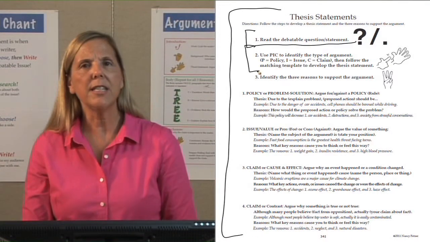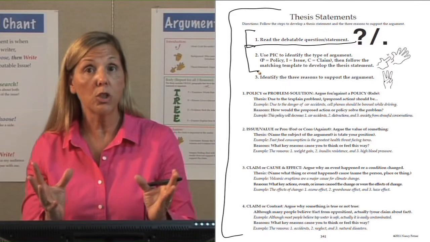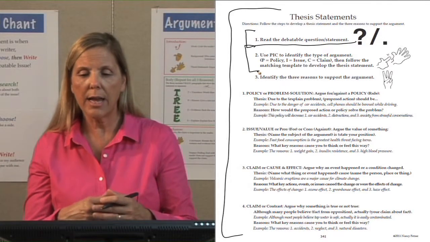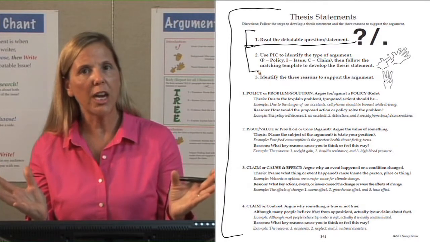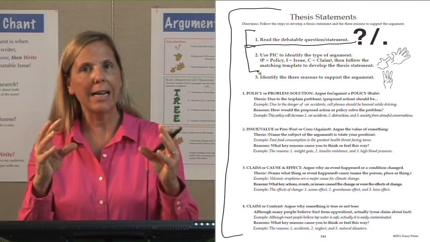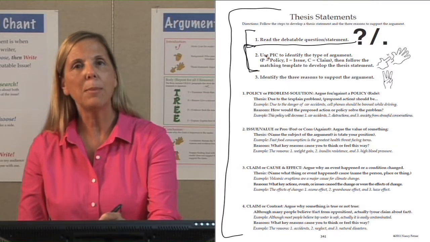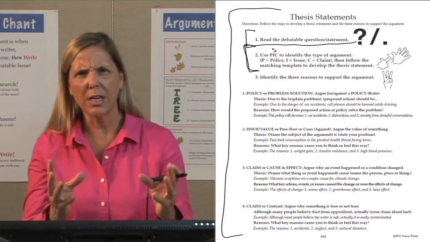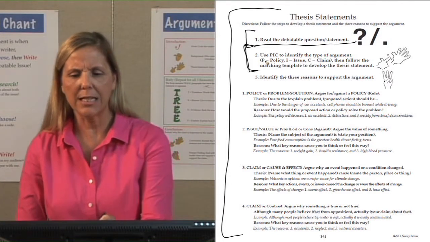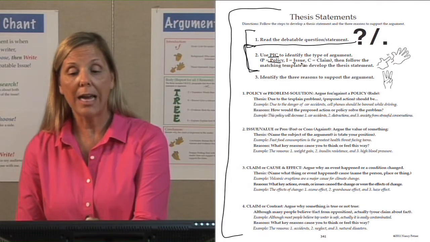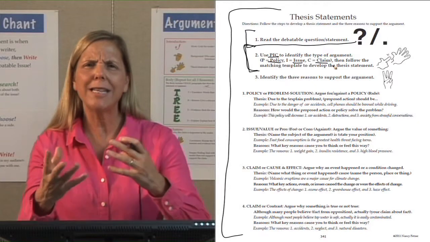In order to have the thesis statement, they're going to reread what the debatable topic was. So let's say that we had cell phones are a valuable educational tool. They're going back and rereading that argument. Then they need to use PIC. That's my acronym for them to identify what kind of argument this is. P is policy, I is issue, and C is claim. What kind of argument is this?